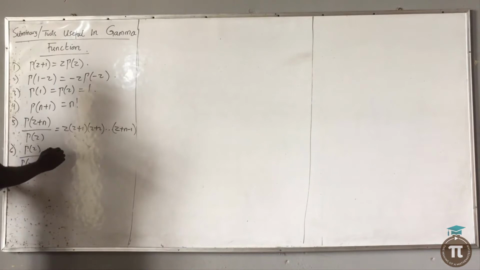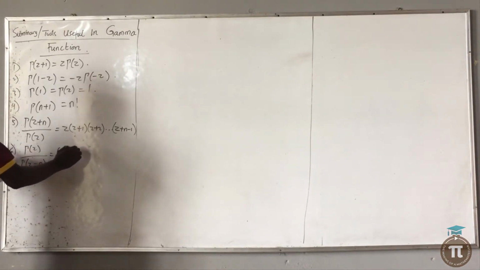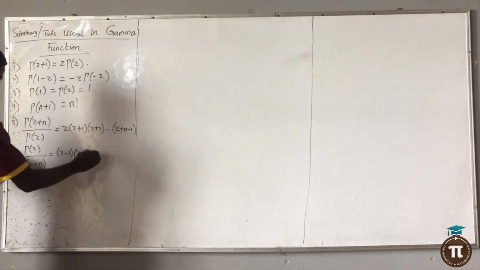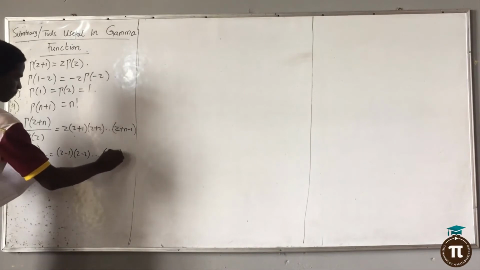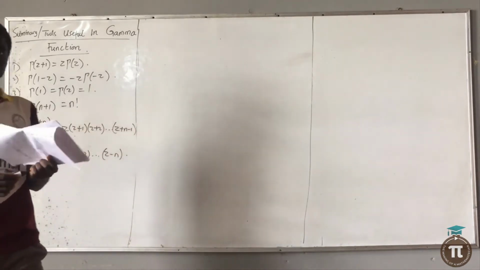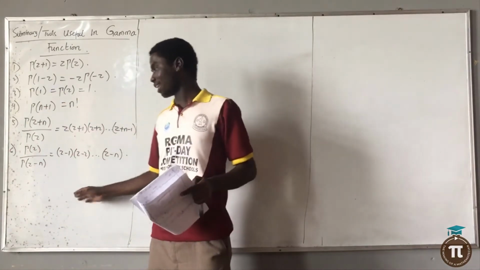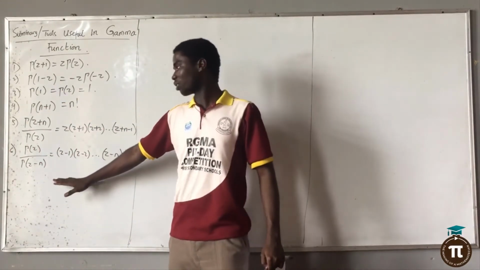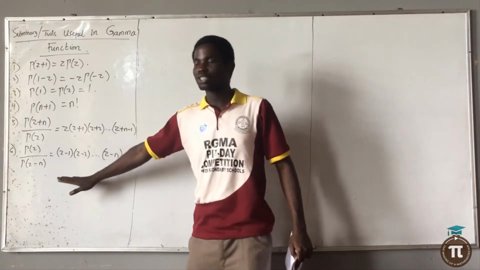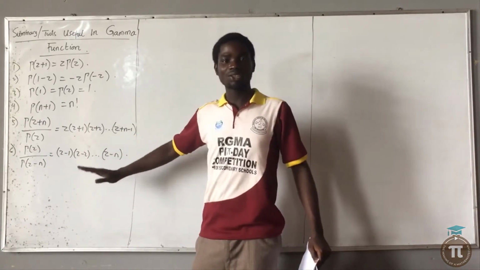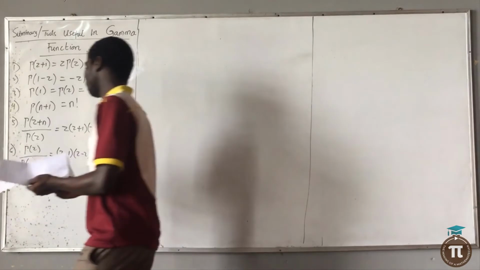Number 6, the next one, gamma of z over gamma of z minus n is equal to z minus 1, z minus 2, till you get to z minus n. So when you have this one, it's also another useful tool you need to put in place.